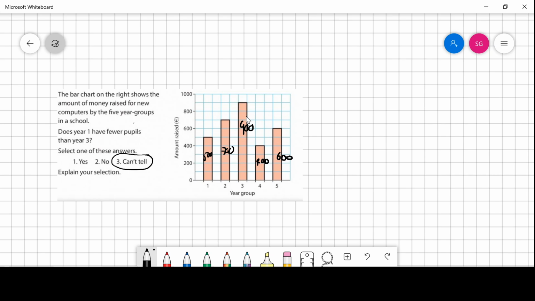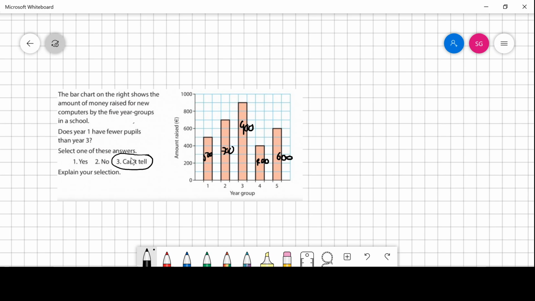Year 3 might have just been better organized. You could have 4 people in year 3 and 100 people in year 1 and still have that difference, because this is only a bar chart of the amount raised. It's nothing to do with how many pupils there are in each year.